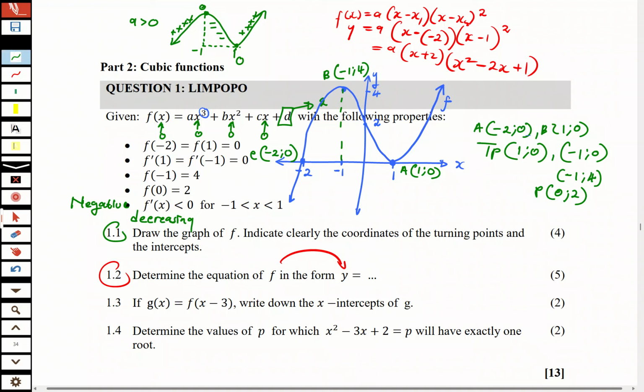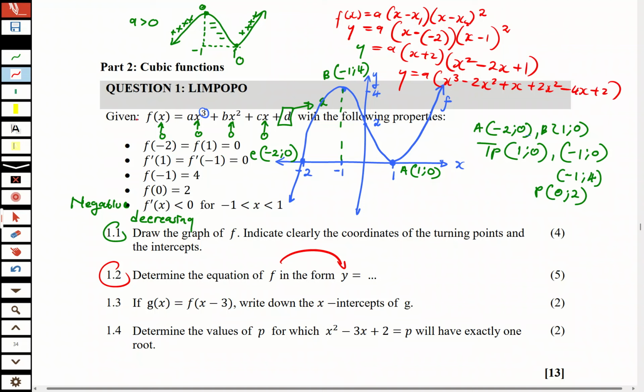So now, what do you need to do after this? Remember now we have y is equals to. So now what you have to do is to first distribute the x inside. It means you're going to have y is equals to a into x cubed, and then x times that you have minus 2x squared plus x, and then now distribute the 2, you'll have plus 2x squared minus 4x plus 2.